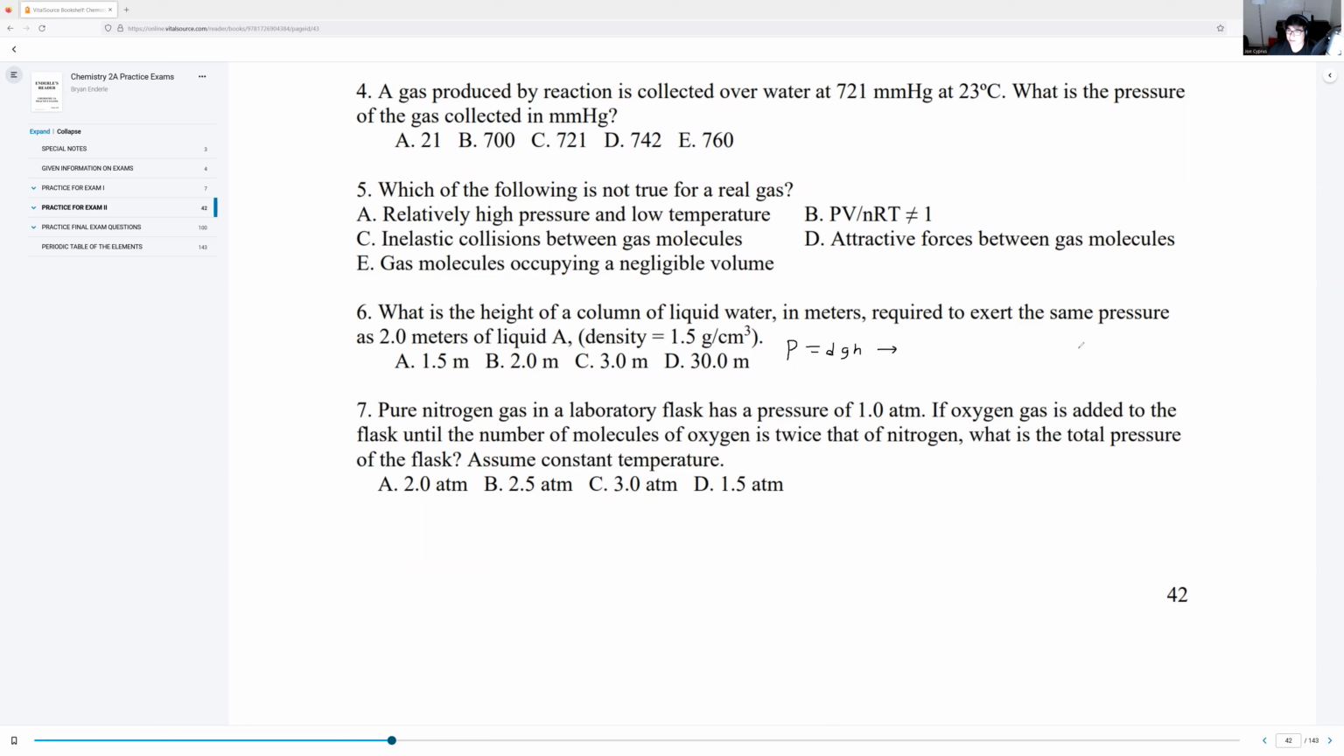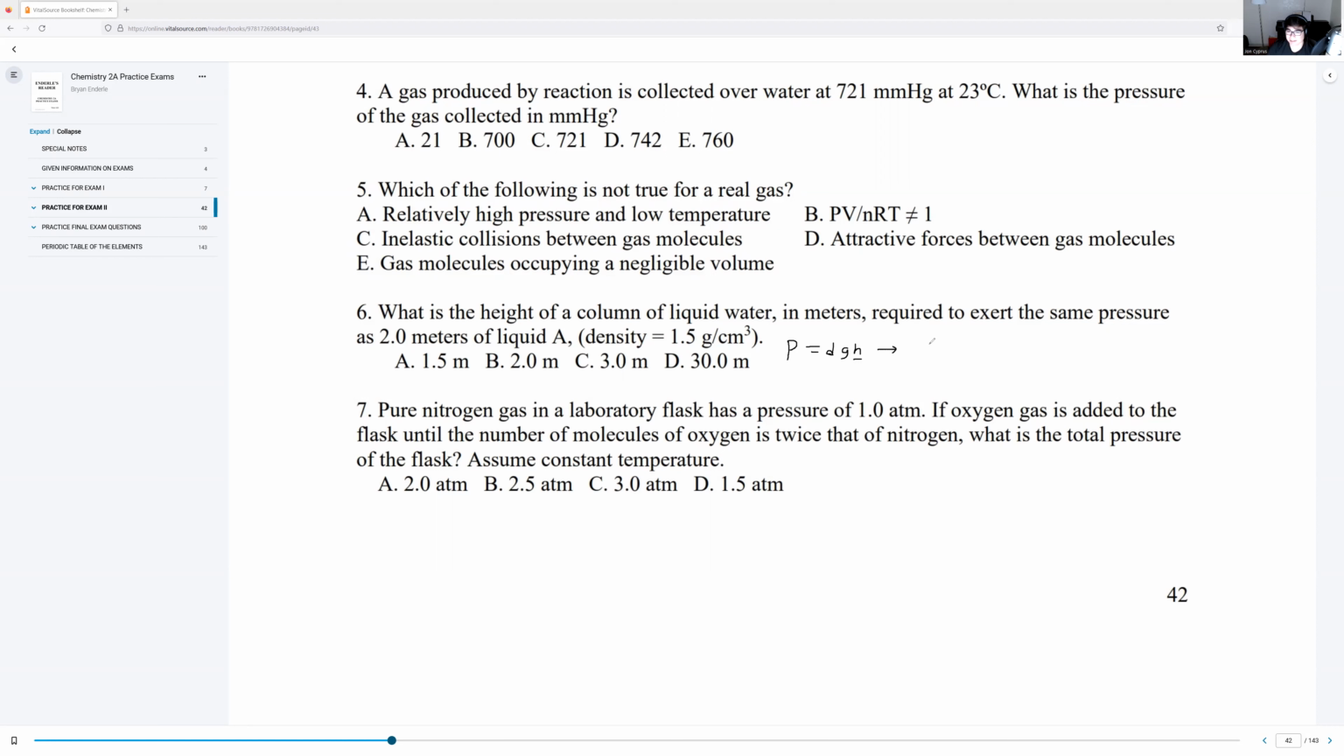Because you're not doing it over an area, you're doing it over a column, this infinitely small tube. So you end up just getting this height term, which gives you the meters, and you end up not really caring about the area at all for these types of problems. So the units will not be the same as pascals. Just keep that in mind.